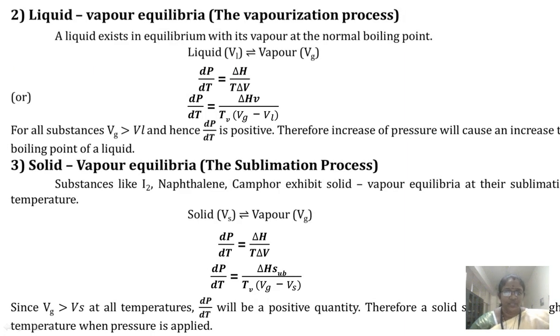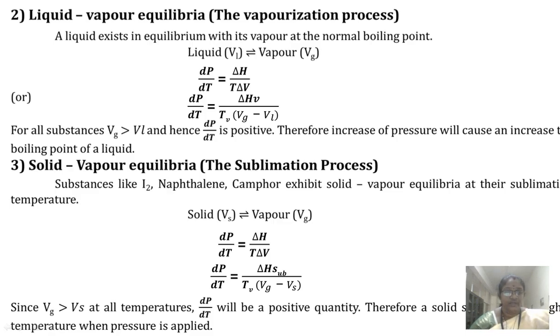And for liquid-vapor equilibria, this is for the vaporization process as we have written already: dP by dT is equal to del H by T delta V. In this delta V, we have to put Vg minus VL. Here Vg is greater than VL, so dP by dT is a positive value.